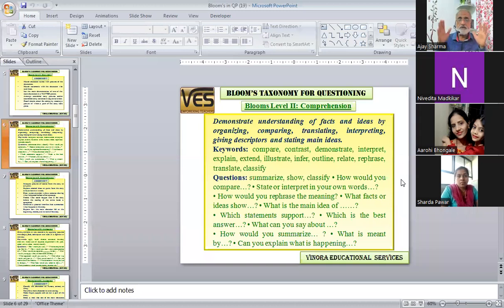Is that clear to everybody up to this level? Then I will go for the assessment. How do you go for the assessment of the comprehension part? Got everybody? Yes or no?